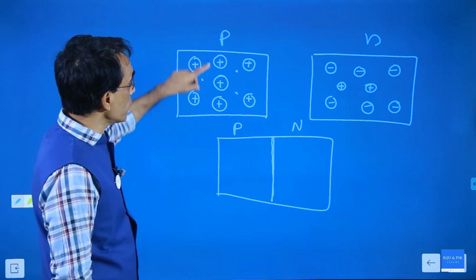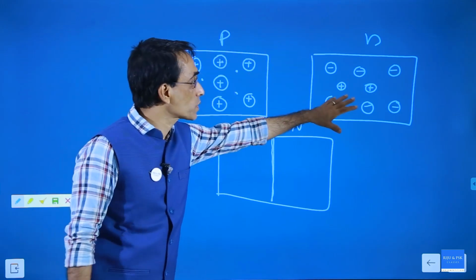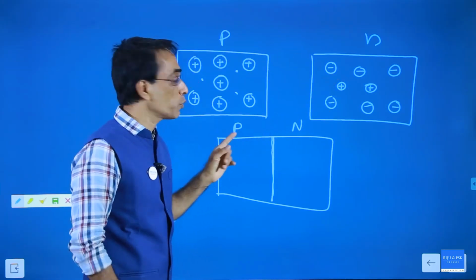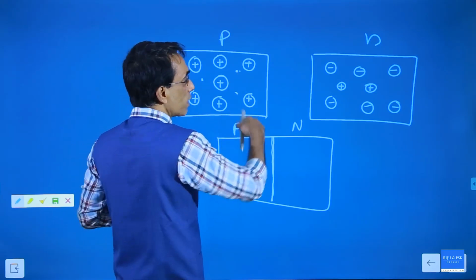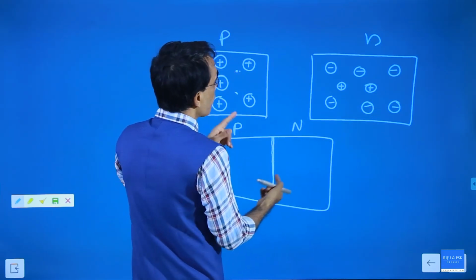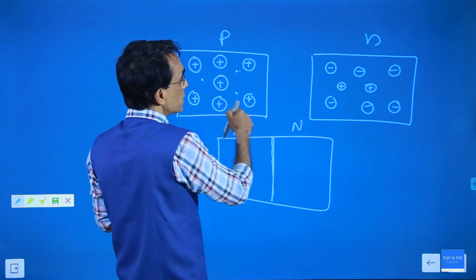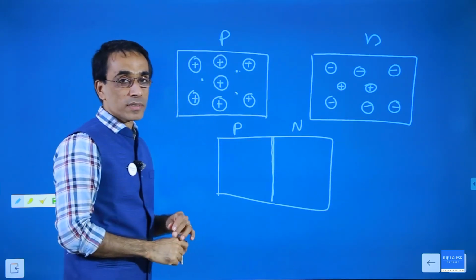So imagine holes more, electrons less. There is a concentration difference. If you think about electrons here, concentration of electron is less here, more there. Similarly, concentration of hole is more on the p side and that is less on the n side.